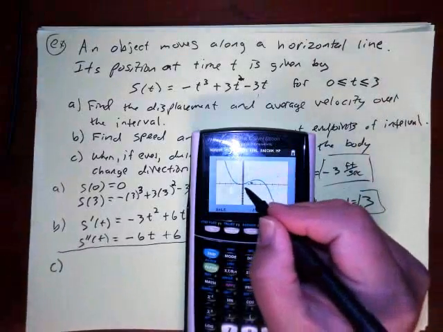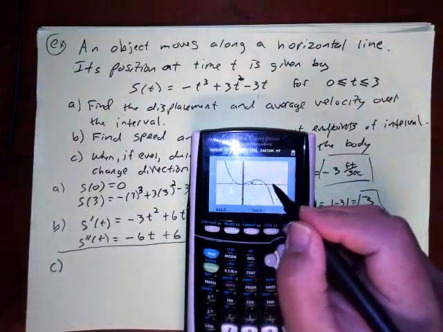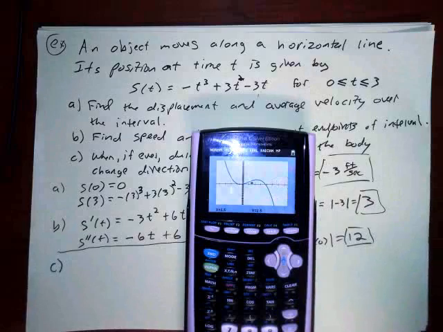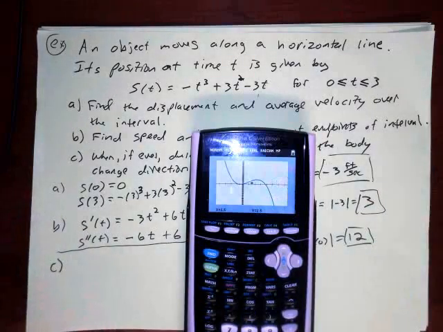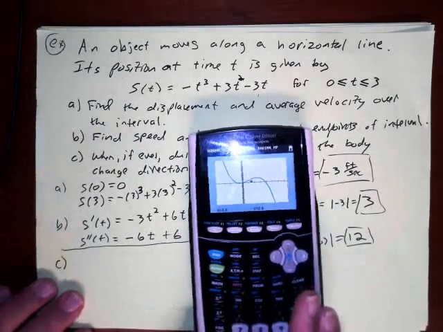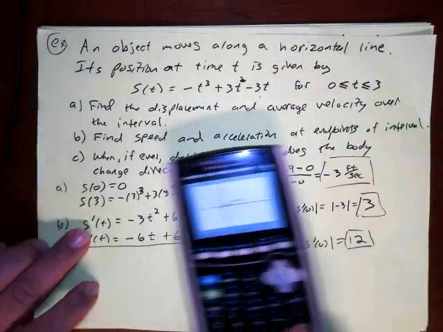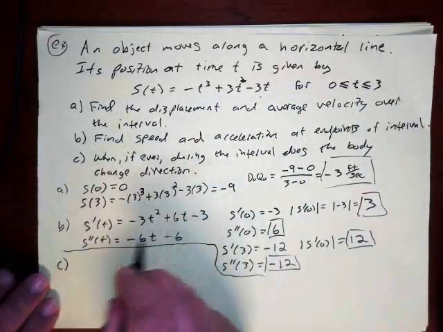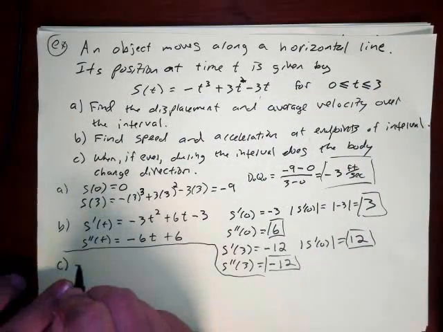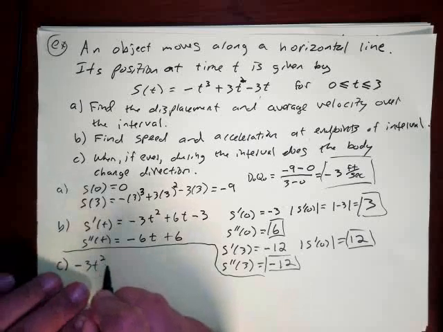So notice that's where a horizontal tangent line occurs, because it has to slow down, stop, and then go the other direction. So it's when the velocity is equal to 0, or when the first derivative is equal to 0. So what I'm going to do is set this first derivative equal to 0.